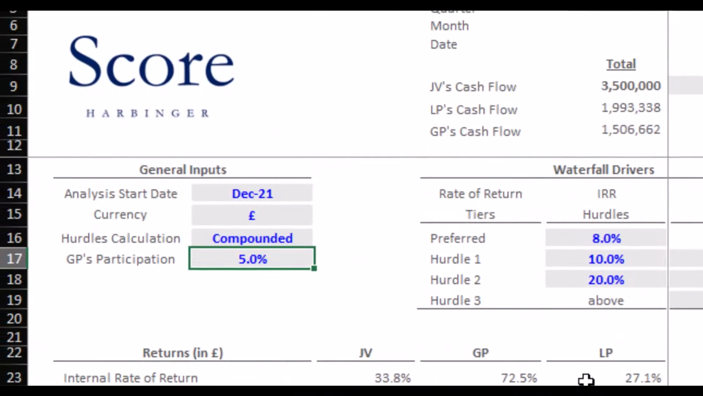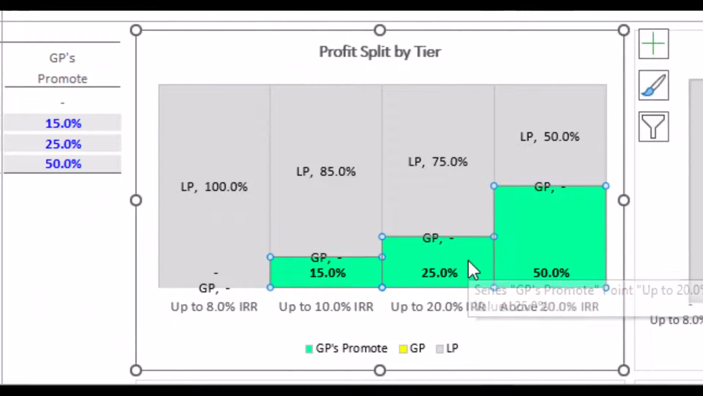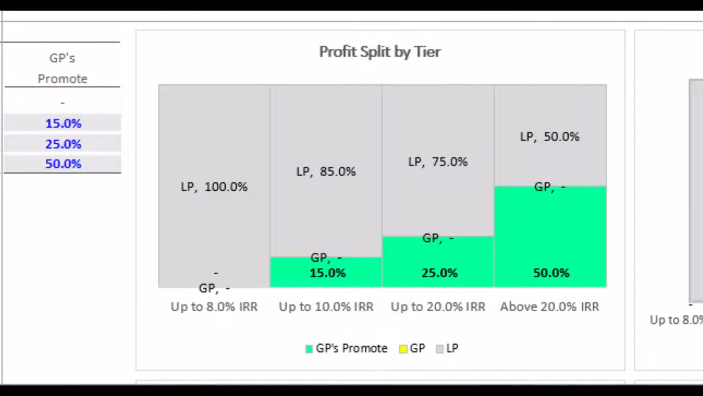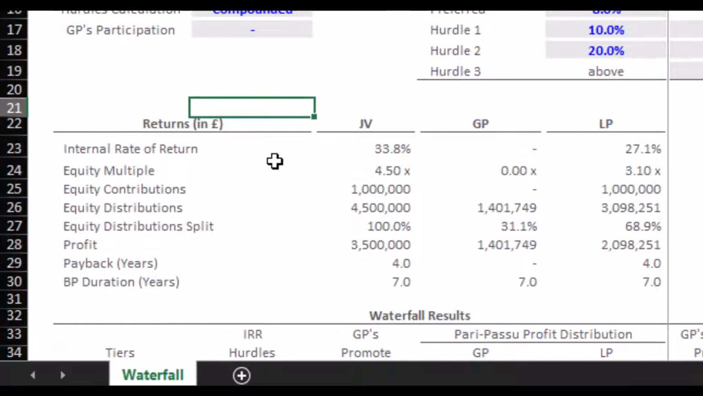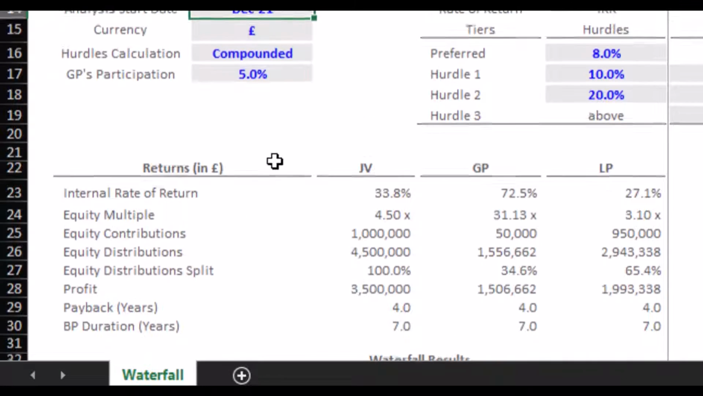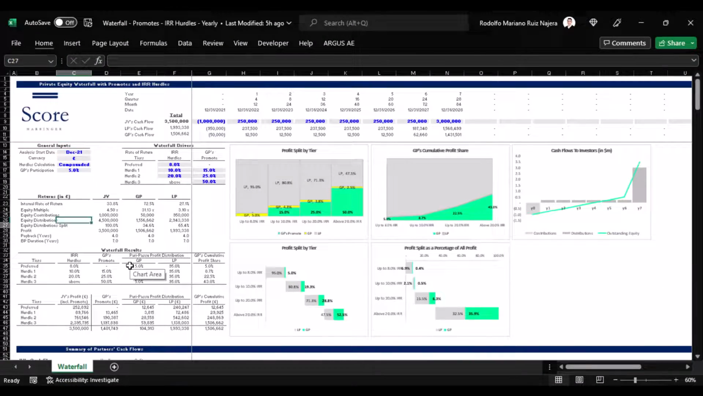So GPs and LPs always keep their 5 to 95 pari passu ratio. If I change the GP's participation, say to 0%, then the GP's pari passu profit distribution disappears. But he still earns his promotes for the sweat equity deployed to bring the deal all the way up to a 33.8% IRR. Let's switch back to a 5% participation and see how these dynamics play on a dollar amount basis over here.